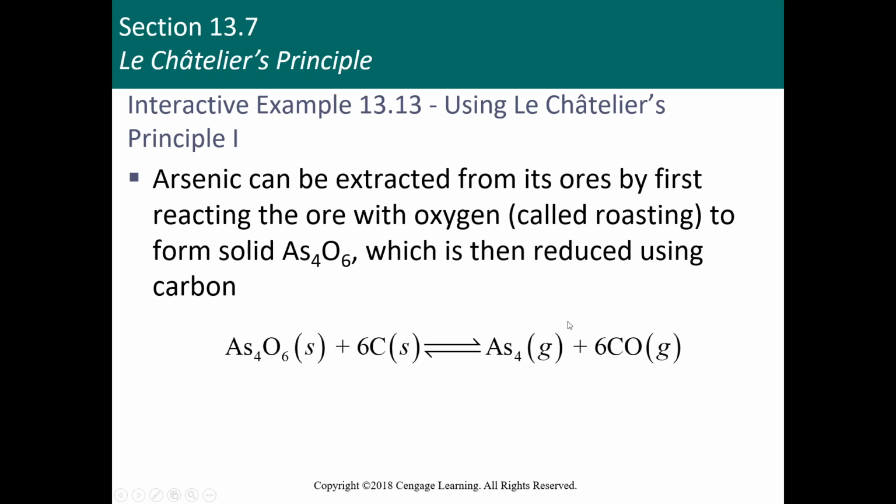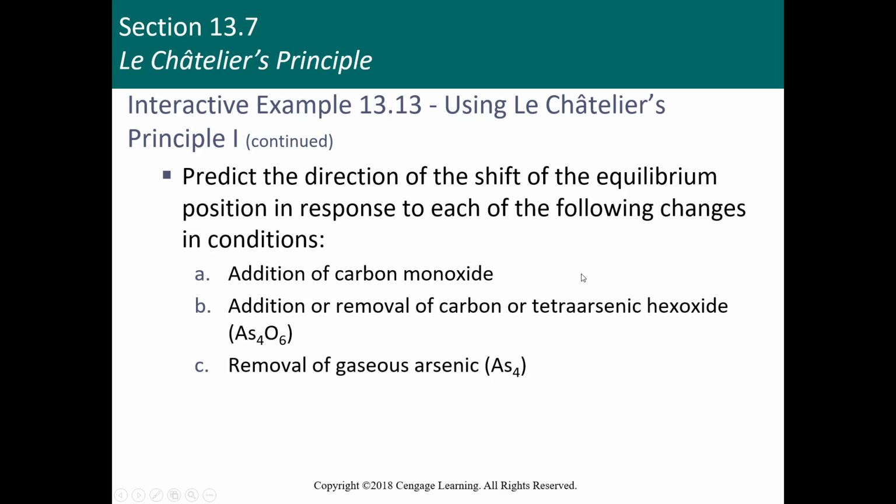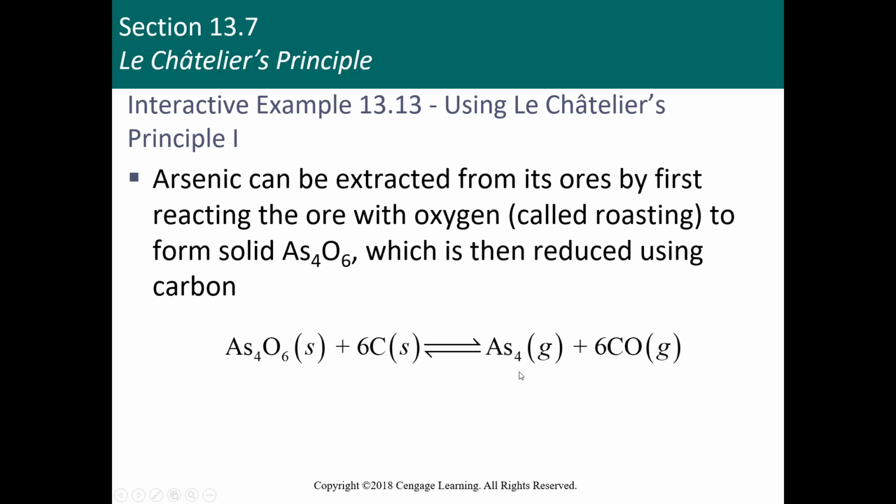A removal of these would obviously cause the products to shift left, right? Instead of making more products, we would actually start making more reactants if we started removing reactants. So that would be called shift left, shifting towards reactants. If you add more reactants, you shift right, shifting towards products. Removal of gaseous arsenic, As4. So if we continuously remove this, what is that going to do? Well, that will keep shifting this right towards products. That means you'll keep making more and more of this. Okay?